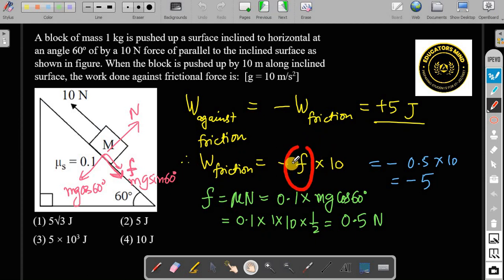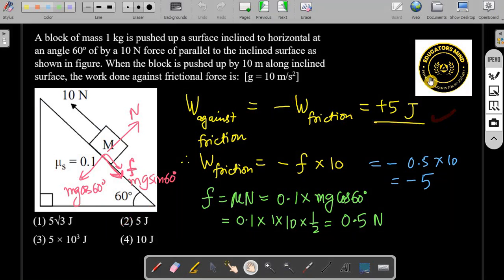Now here friction force we should know. To calculate friction, this is mu times normal. Mu is given, normal is mg cos 60 degrees. Substitute, you got 0.5. Substitute here, friction minus, so this will come minus 5 joule. Now substitute here, minus of minus 5 will become plus 5. So the correct answer will be option 2, right?